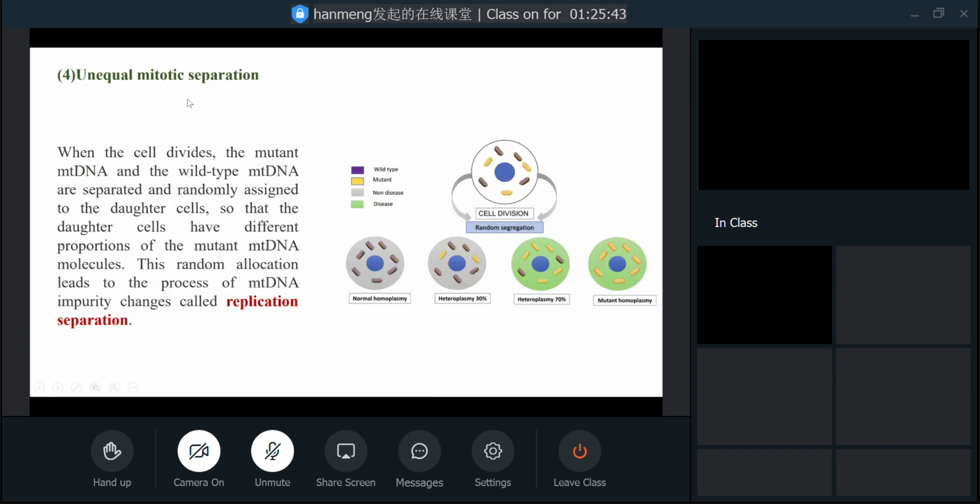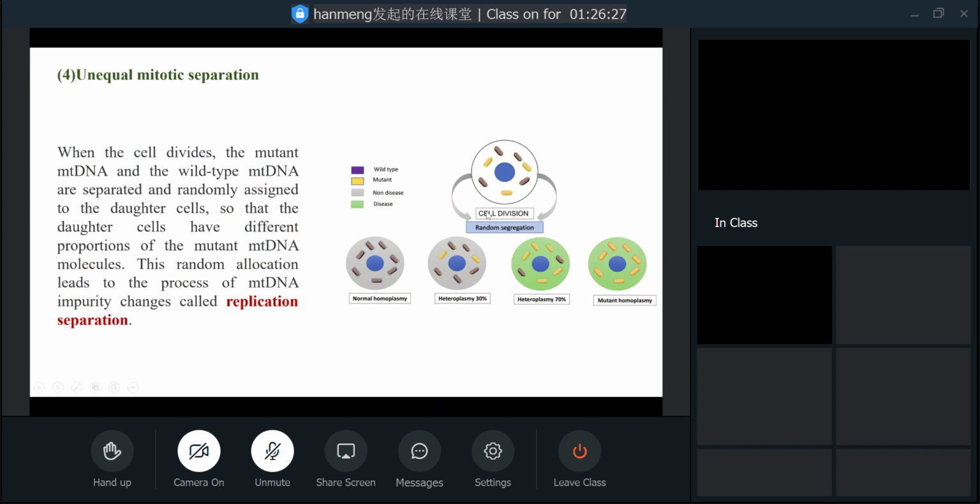The last characteristic of the mitochondrial disease is the unequal mitotic separation. It means during the cell division, the mutant mitochondrial DNA and the wild-type mitochondrial DNA are separated and randomly assigned to the daughter cells, so that the daughter cells have different proportions of the mutant mitochondrial DNA molecules. This random allocation leads to the process of mitochondrial DNA impurity changes called the replication separation.